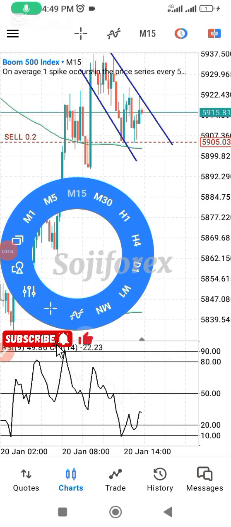Hello guys, I just made this mistake in the process of this trade and I want to share with you the mistake I made so that you don't repeat the same mistake. Please avoid making this kind of mistake. Look at what happened.